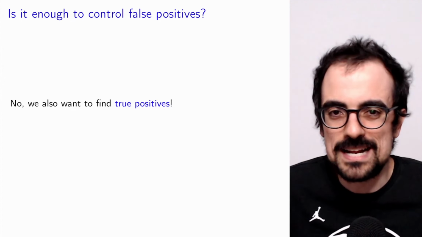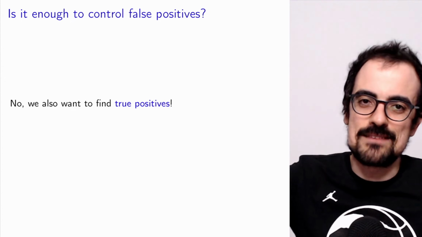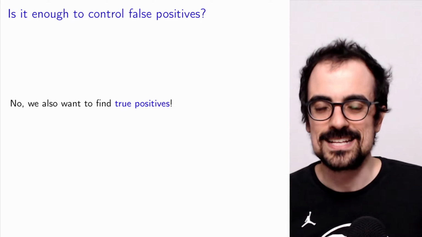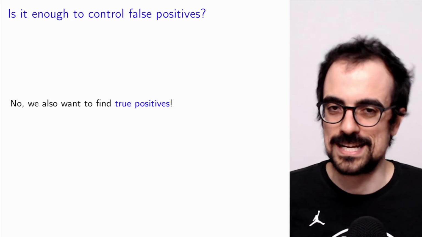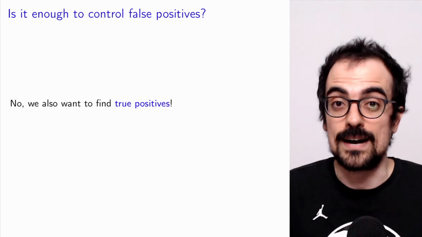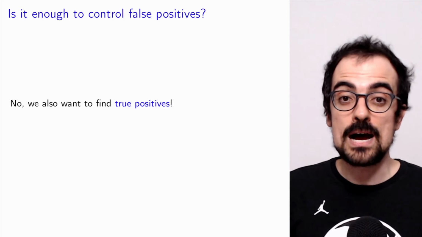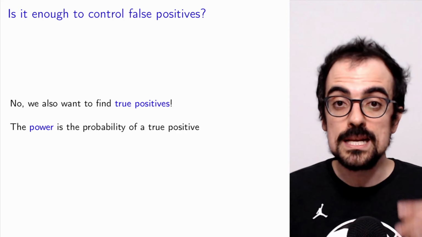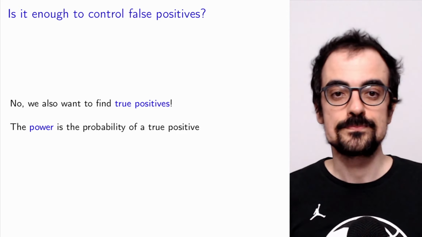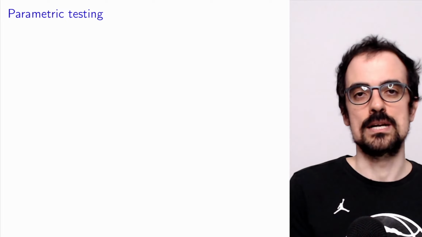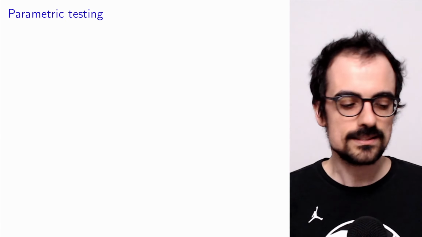Because it's very easy to never have false positives. You just never reject the null hypothesis. You never find anything interesting. But for that, we wouldn't even be looking at the data, right? We want to find true positives. The power of a hypothesis test is the probability of a true positive. We're going to analyze the power in the context of parametric testing.